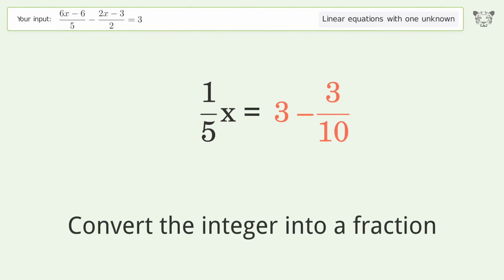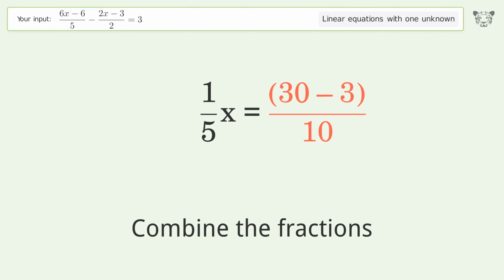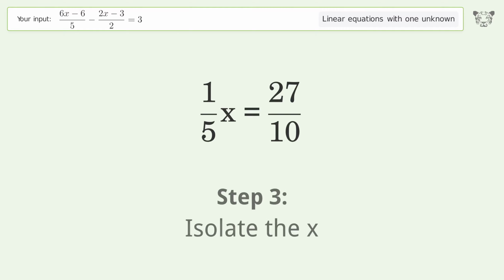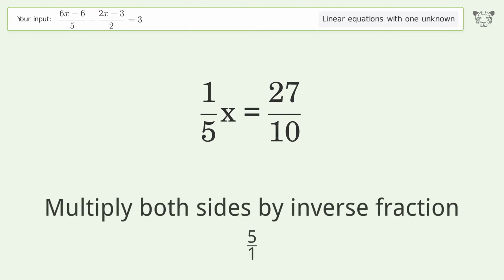Convert the integer into a fraction. Combine the fractions. Combine the numerators. Isolate the x. Multiply both sides by inverse fraction 5 over 1.